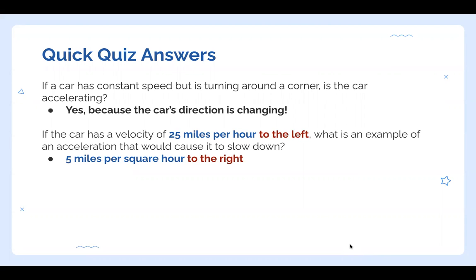Another way to think about it is if we focus on the direction. So if we have any positive acceleration towards the right, then the car is going to slow down. If you think of it as the car is already traveling towards the left, and now it's kind of going to be pulled towards the right, you can imagine that it's going to be slowing down. So even if it's still traveling in the left direction, it's going to be slowing down. So if you had anything like -5 miles per square hour to the left or +5 miles per square hour to the right, then you are correct.